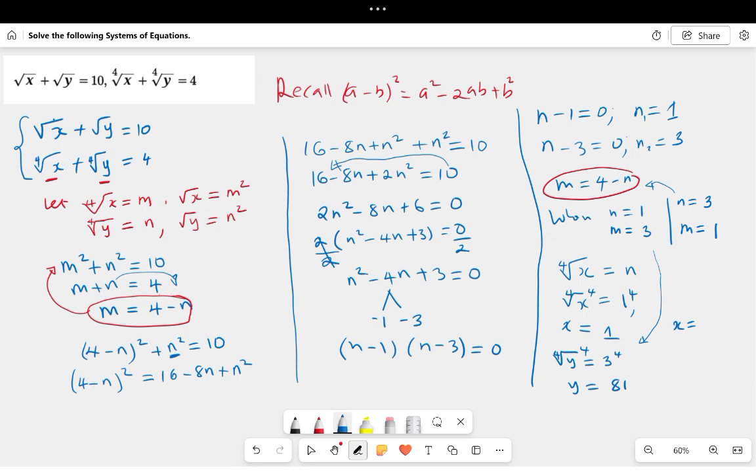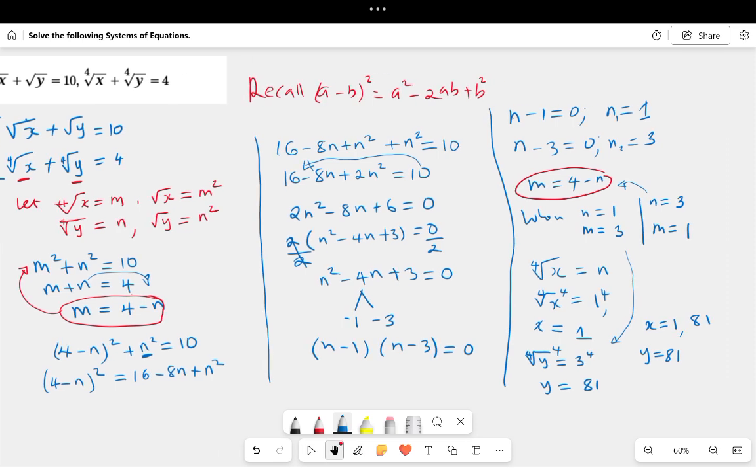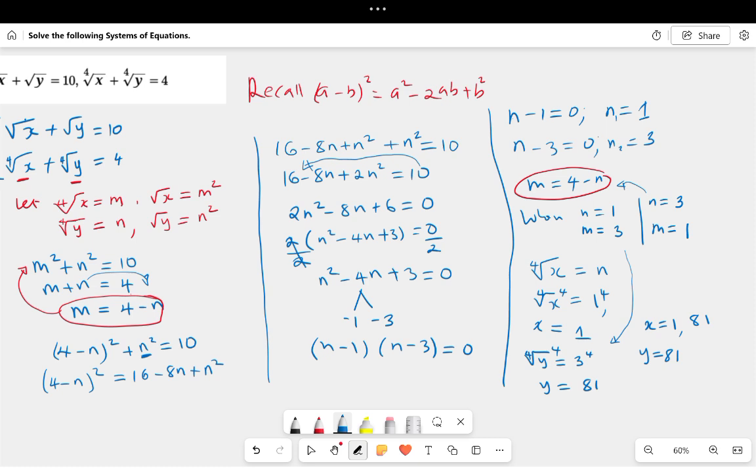x can be 1 and 81. Y can also be equal to, when x is 1, y is going to be 3. Sorry, apologies. When x is 1, y is going to be 81. And when x is 81, y is going to be 1. And those are our final solutions.